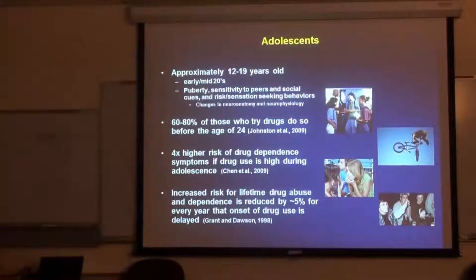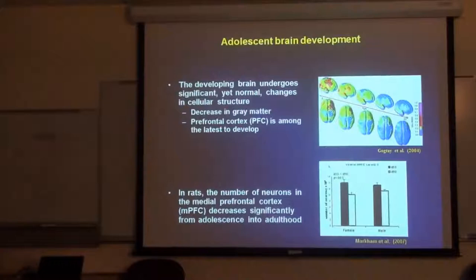So anyway, this is just stuff about adolescence. One of the reasons why drugs might be particularly problematic during adolescence is that the brain is still adapting quite a bit. This figure just shows you the fact that the brain is continuing to develop during the adolescent time period. These are data in humans showing decreases in gray matter. And these are data from rats from Janice Juraska's lab in the psychology department.